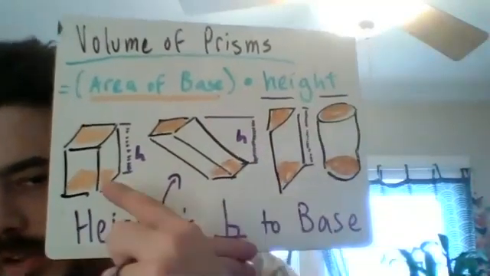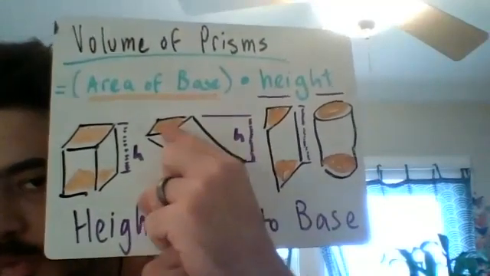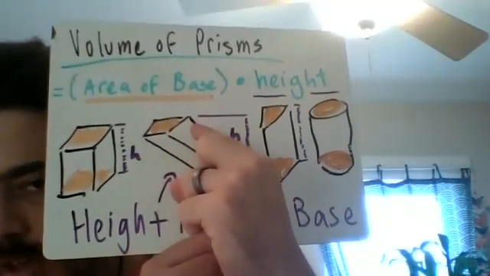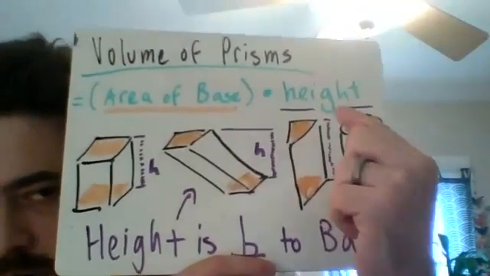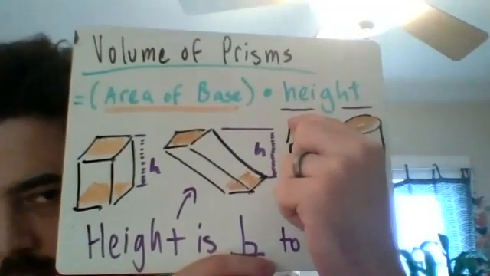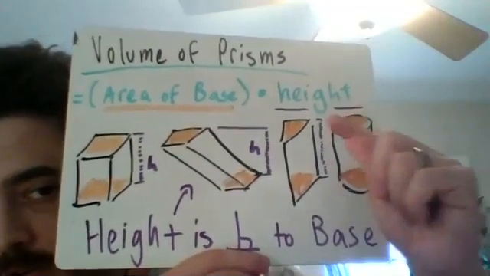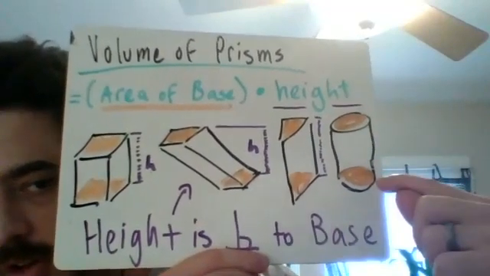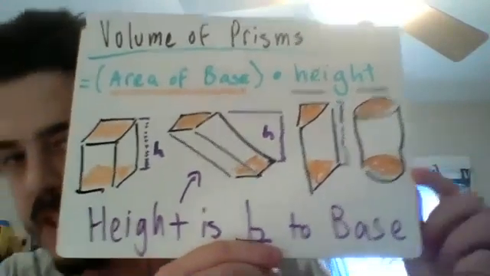So in this case, we do length times width for the area of the rectangle. For this parallelogram, we can do base times height, and then times it by the height. For this triangle, we could do 1/2 base times height to get the area here, and then multiply it by the height. And the circles here, this cylinder, I'll show you in a second, we'll get the area of the circle, pi r squared, and multiplied by the height.